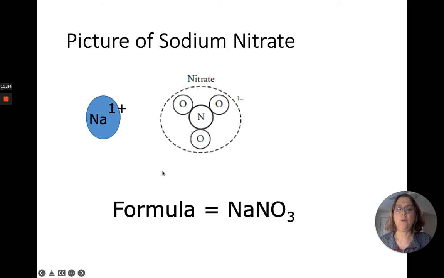All right, so for example, picture of sodium nitrate. Sodium's a 1+, nitrate's a 1-, so it's a 1-to-1 ratio. We don't have to figure out the charges on the oxygen. They don't matter. What we want to do is just remember nitrate overall has a 1- charge. They're covalently bonded. It's not going to make sense to add up all the charges within the oxygen and nitrogen. That's not how it exists. You just have to remember nitrate overall has a 1- charge. Since this is a 1-to-1 ratio, we write the formula NaNO3, just like that.